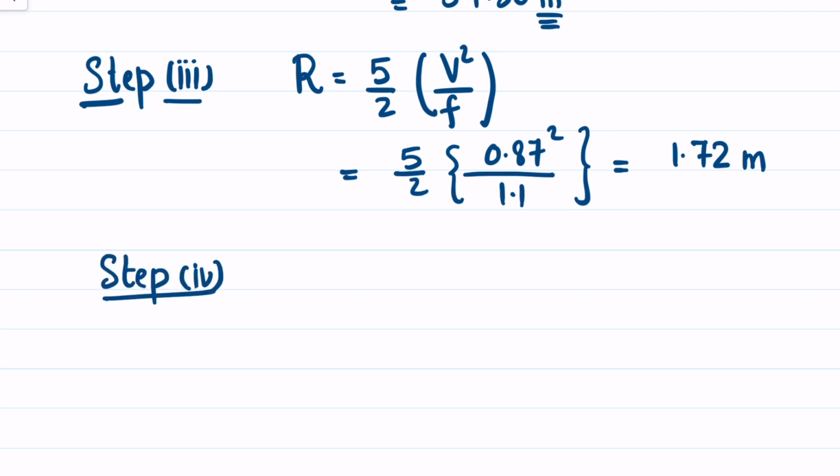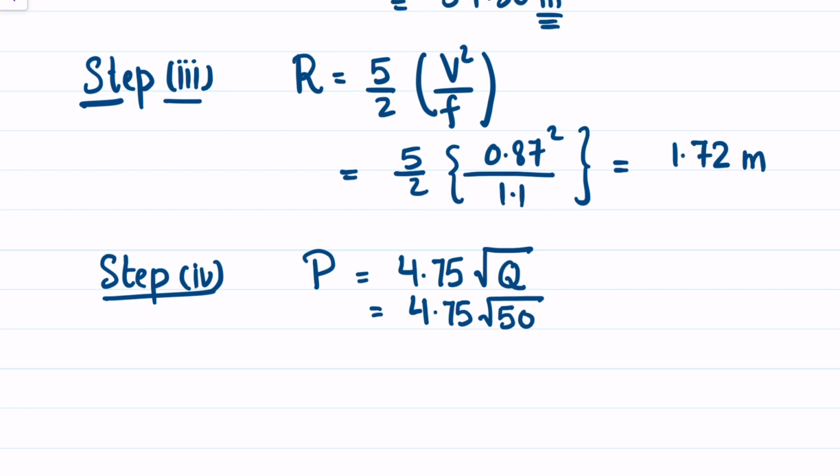Step 4. What is step 4? Step 4 is to find out the parameter of the regime channel section. Now for this, the parameter formula was again given by Lacey himself, that is 4.75 under root of Q. Q is 50. So the value that will come out to be is 33.59 meter. All right.